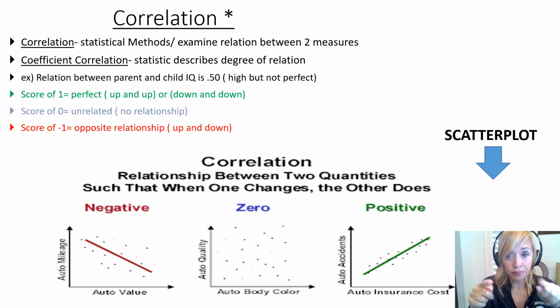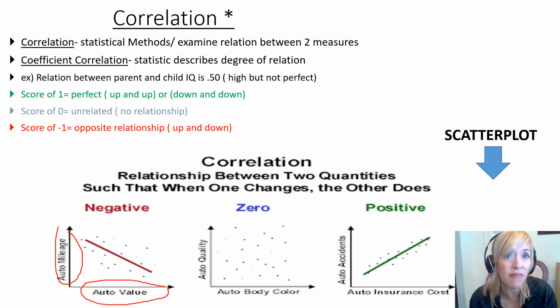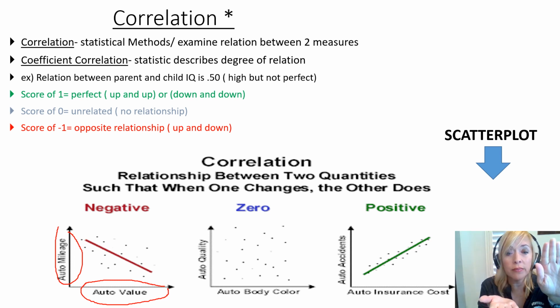But down there, actually, there you go, I'm pointing at the scatter plots. These are scatter plots that show a negative correlation, a zero correlation, and then a positive one. The negative correlation is talking about auto mileage right here and auto value. It has a negative correlation. We all know that the more miles on your car, the less it's going to be valued. Am I right? So it has a negative correlation. When one thing goes up, auto mileage, the other thing comes down.